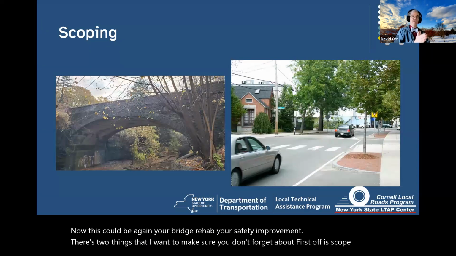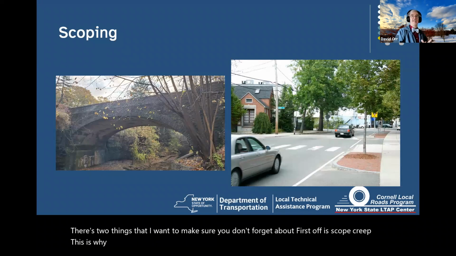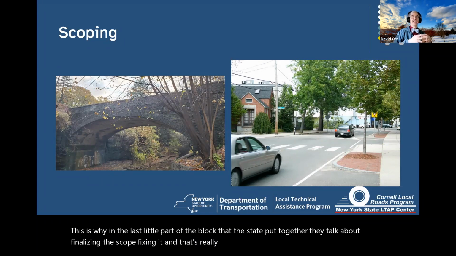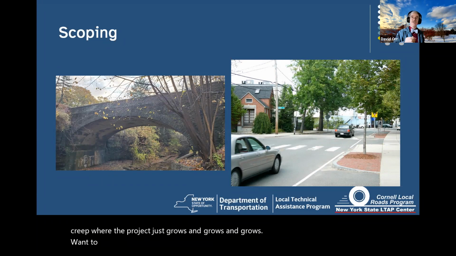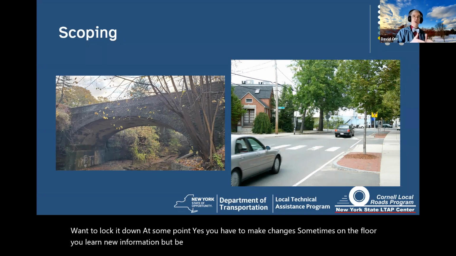This is why the last little part of the block that the state put together talks about finalizing the scope, fixing it. And that's really important because it's real easy to get scope creep, where the project just grows and grows and grows. You want to lock it down at some point. Yes, you have to make changes sometimes on the fly when you learn new information, but be careful about scope creep because a small project can become really big really quick.